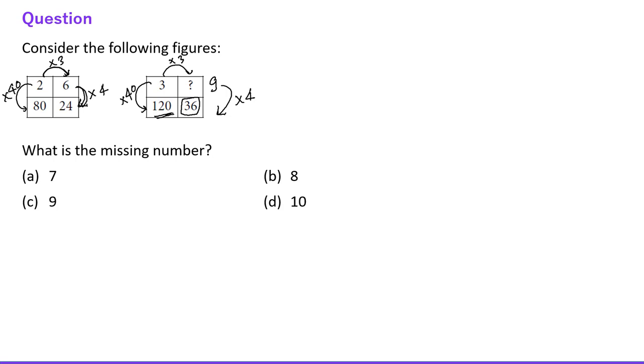Missing number is 9. Okay, everyone, I repeat the pattern. This is 2 into 3, 6. 6 into 4, 24. And 2 into 40, it is 80. So 3 into 3, this is 9. 9 into 4, 36. And 3 into 40, it is 120. Right? If it gets clicked to you, then it's a simple question. If it is not getting clicked, then obviously it will take time. Okay. So now let's move to another one.